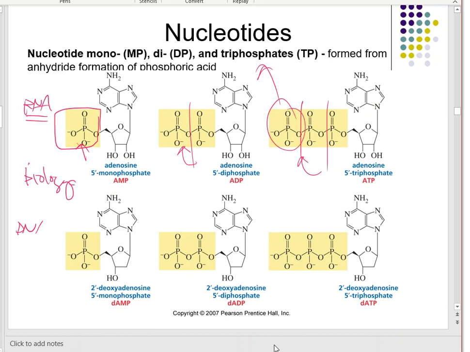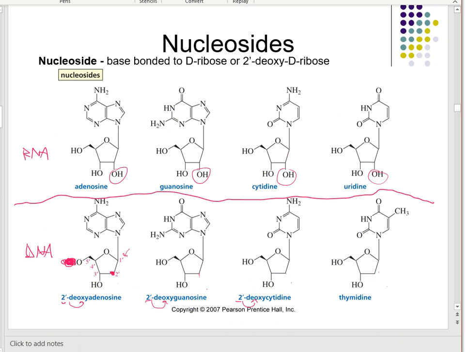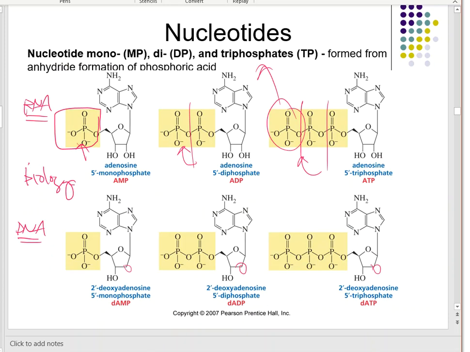And then down here at the bottom is the DNA version, because I do not see OH groups that are attached there. We really call them the same thing, except we say 2'-deoxy in every single case, because we have to let you know that OH group is not present. All right, so just a slight difference between the nucleosides that you're seeing here that have no phosphate at all, and then the nucleotides that you're seeing here, which do have a phosphate group.